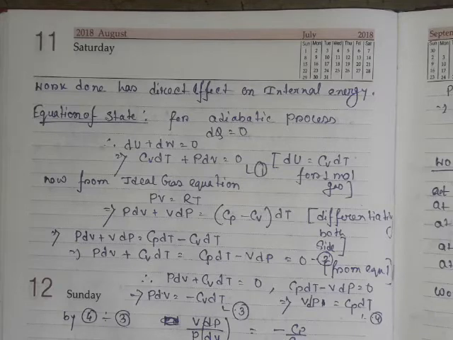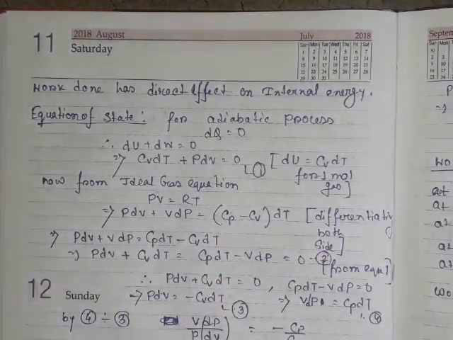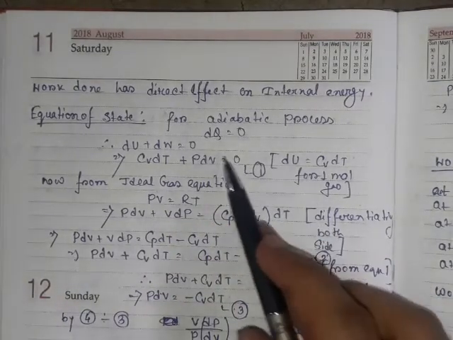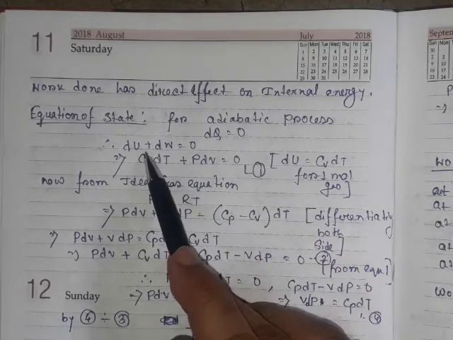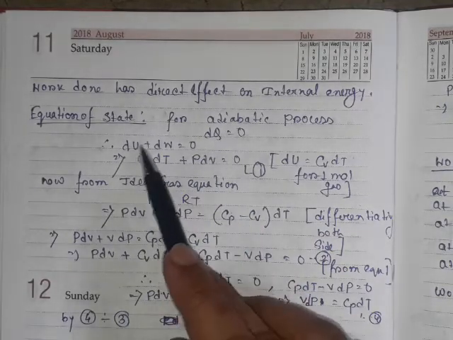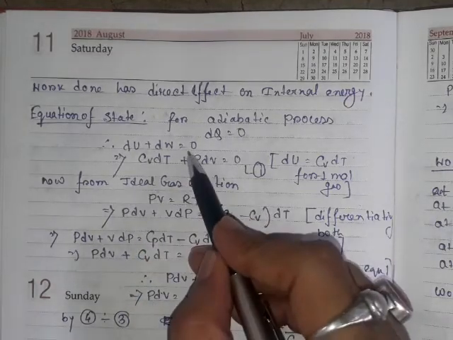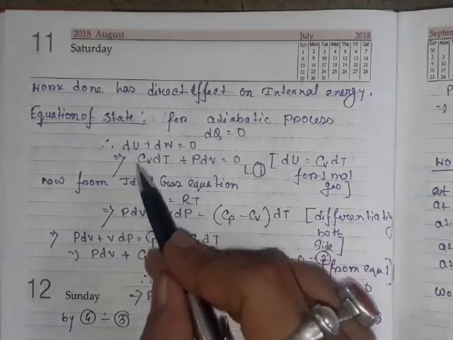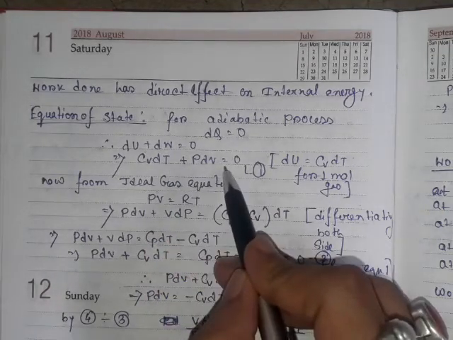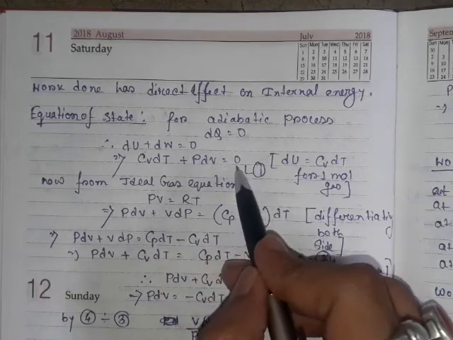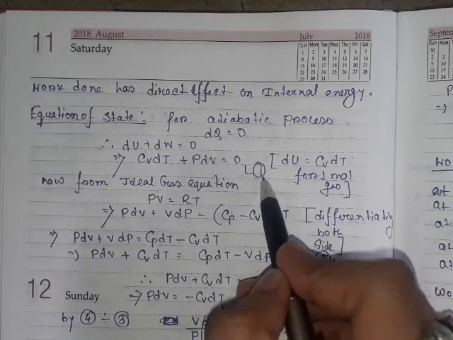So now we will start to find the equation of state for this type of process. Now dQ equals 0, so we just have the first law of thermodynamics, that is dQ equals dU plus dW. We just put it here. So dU plus dW is 0. dU is again CV dT for 1 mole of gas, and dW is PdV. So that means CV dT plus PdV equals 0. Just take it as equation number 1.